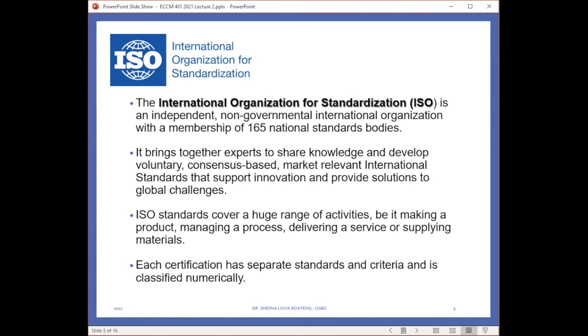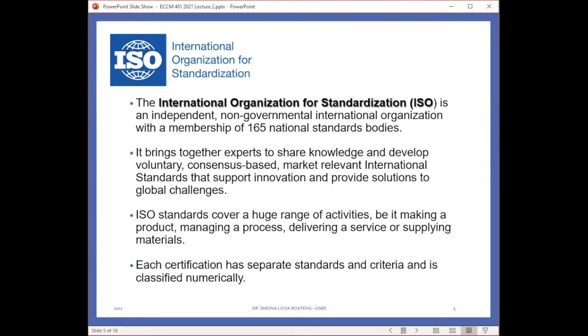So this huge range of activities that it covers can cover as many things as making of a product, managing of processes that lead to the production of a particular product and its sales, or the delivery of a particular service, or the supply of certain raw materials. It covers a huge range of activities.